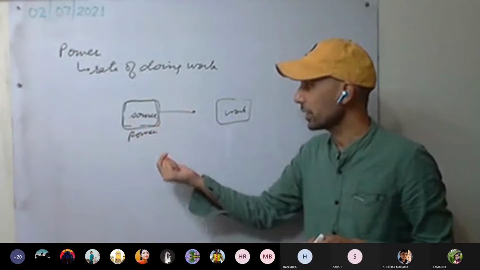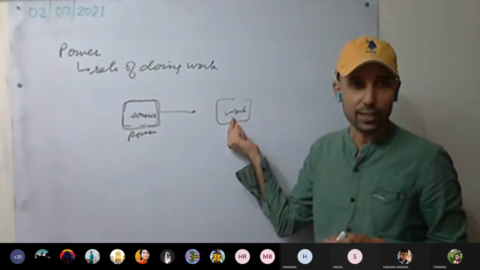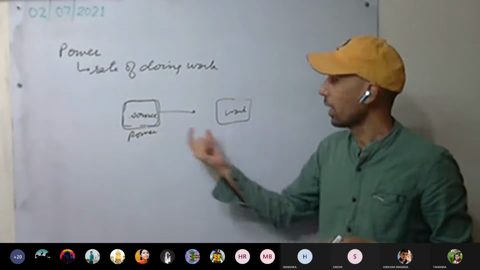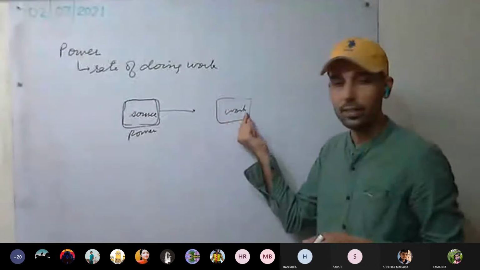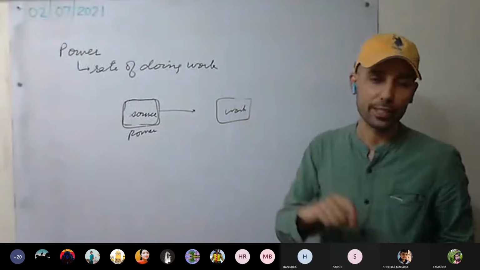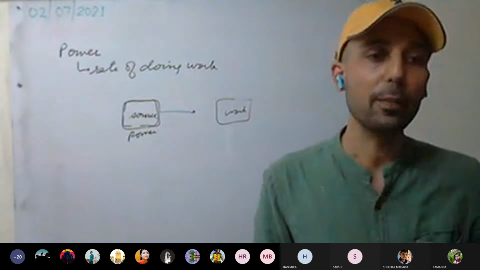And how do we calculate? The power spent by the source is the amount of work done per second. How much power this source is going to spend will be equal to the amount of work that source does per second.